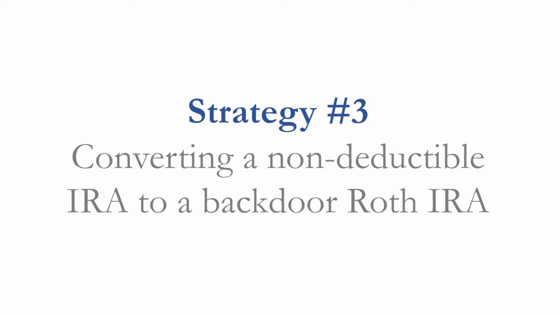Strategy number 3 is taking that non-deductible IRA and going one step further, converting your non-deductible IRA into a backdoor Roth. Now, the strategy is legal, but I do want to emphasize that for most people, it doesn't make sense if you currently have an IRA. If you don't have an IRA and your 401k is your only retirement savings, then doing a backdoor Roth is a great idea. So now you've contributed the same $6,000 or $7,000 to your non-deductible IRA, and you go one step further and convert that to a backdoor Roth IRA.